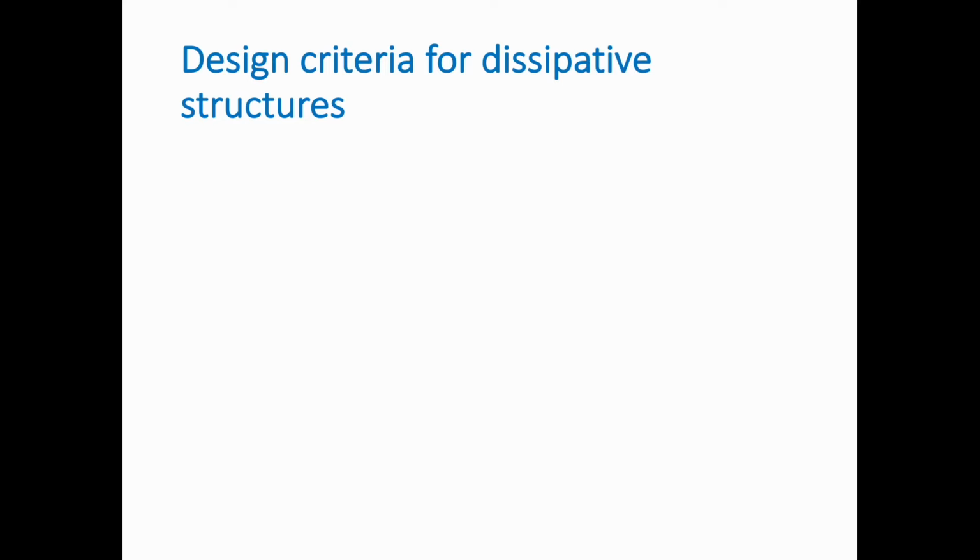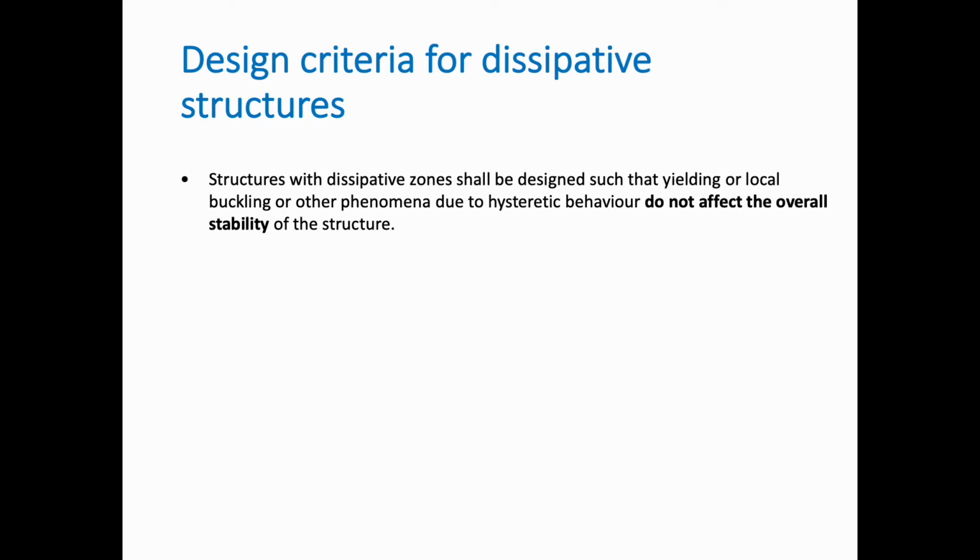When it comes to design criteria for dissipative structures, these shall be designed such that yielding or local buckling or other phenomena due to hysteretic behavior do not affect the overall stability of the structure. That's extremely important. We will get yielding and we will get local buckling, but we need to make sure that these will not create an instability on the structure. And this is exactly what I was explaining in my previous slides in session 1 of this course.